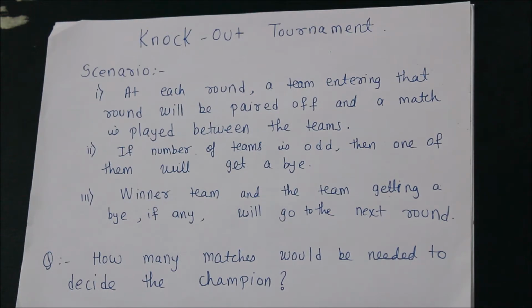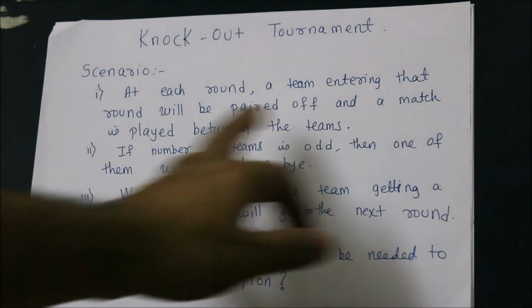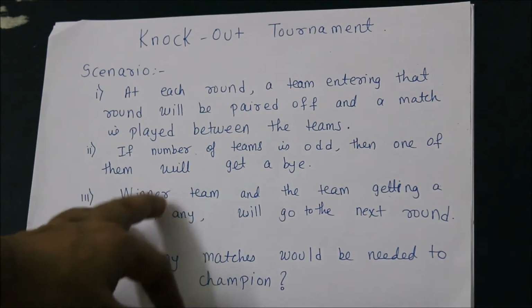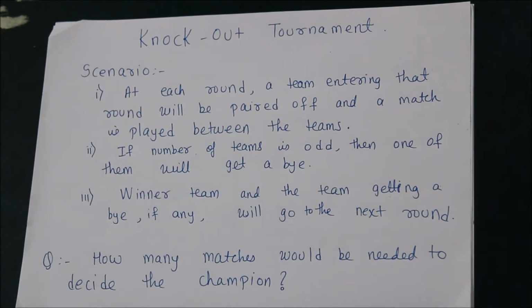So what is the scenario? Since it's a knockout tournament, at each round you will pair up the teams. Team 1 and team 2 will be one pair, team 3 and team 4 another pair, and then you will conduct a match between those teams. The winner will go to the next round. If there are an even number of teams, you can easily do the pairing. But if there are an odd number of teams, whichever team is left off, you will give them a bye. They will automatically go to the next round. They do not need to face any match because there is no opponent.